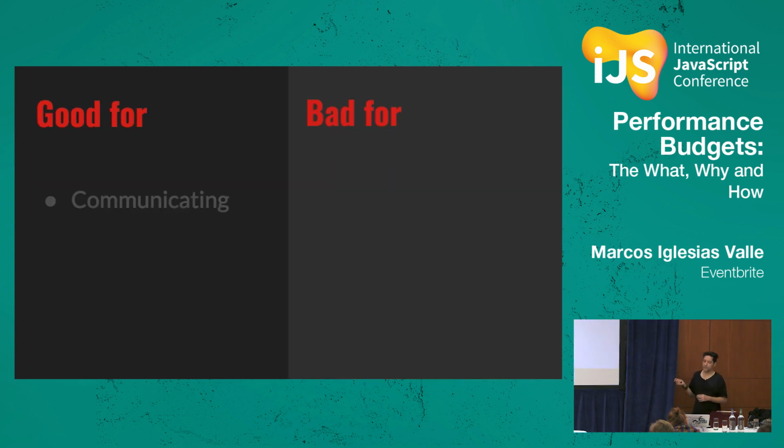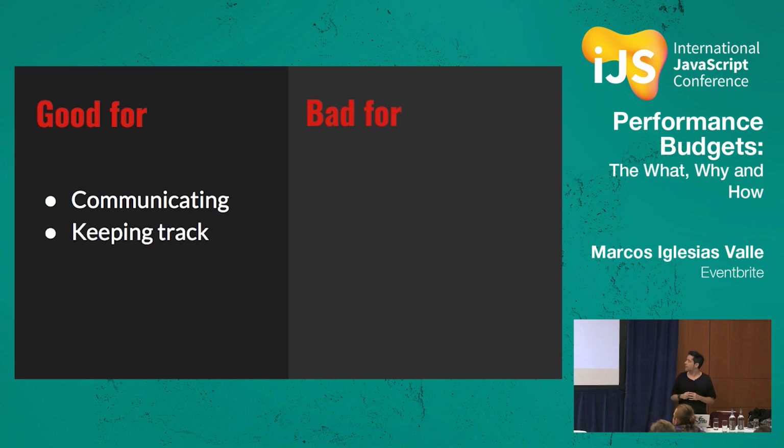A good thing about these metrics is that they focus on scores, which are easy to communicate, measure, and track. So when you have a range from 0 to 100 and you are at 50, then more or less you know that you're in the middle, right? And if you have 99, then you're doing really well. So it's easy to communicate and keep track of them as well.